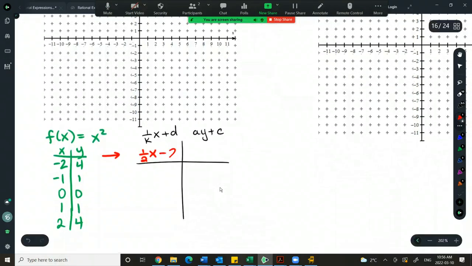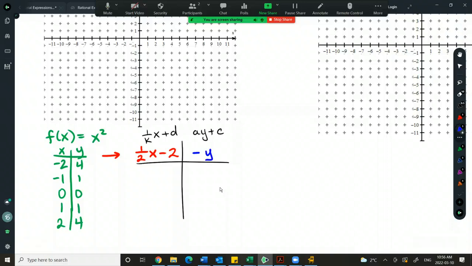Okay, so -2. We switch the sign that we see in the equation, so it looks like +2 in the actual equation itself, but we know it's -2. How about the ay plus c? What would we have for this? So just -1 times y, or you can say -y. Do we have a c value? So just leave it then.